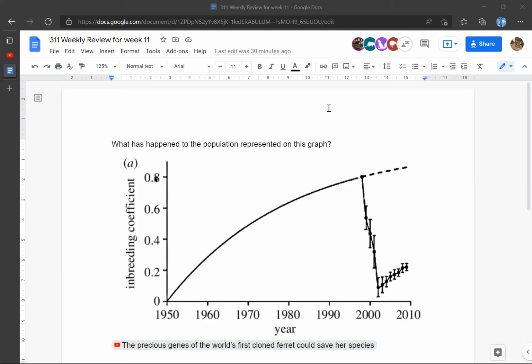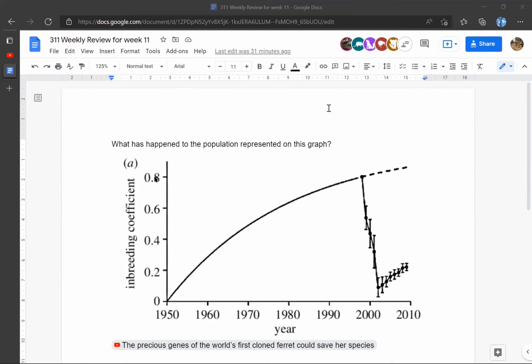I wanted to ask you a little bit about something that we have to worry about in conservation genomics, and it's with this graph. What has happened to the population that is represented on this graph? You can look at the axes. See that on the y-axis is the inbreeding coefficient, then on the x-axis is the time. Plateauing.